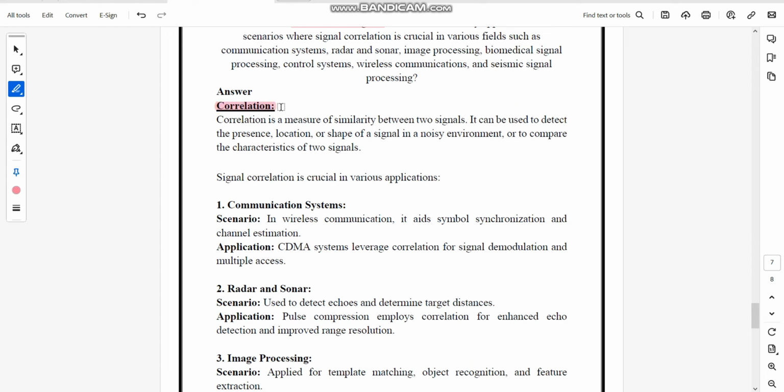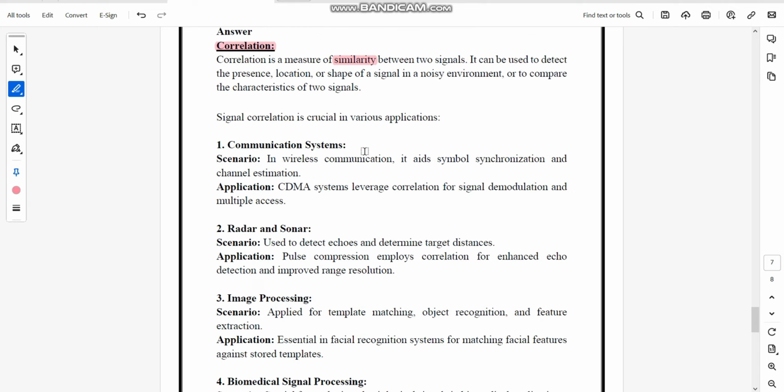What is correlation? Correlation is a measure of similarity between two signals, or how one signal is interdependent on another signal, or how one signal is related to another signal. It can be used to detect the presence, location, and shape of a signal in a noisy environment or to compare the characteristics of two signals.